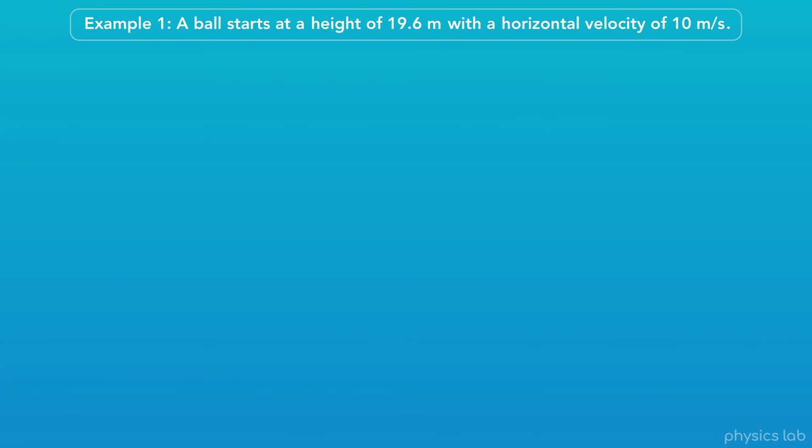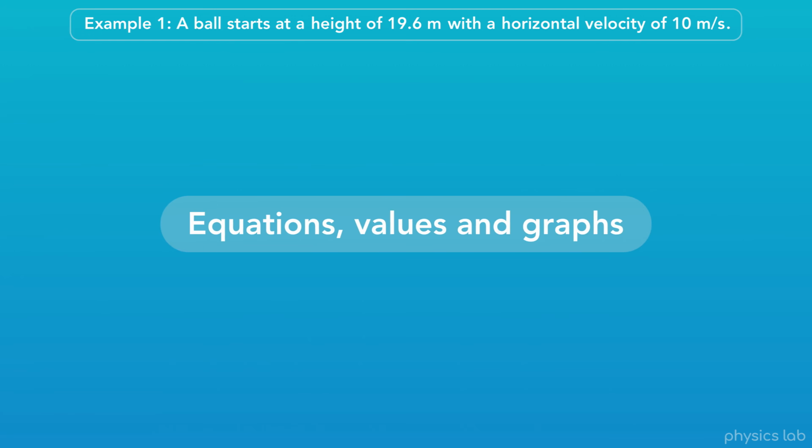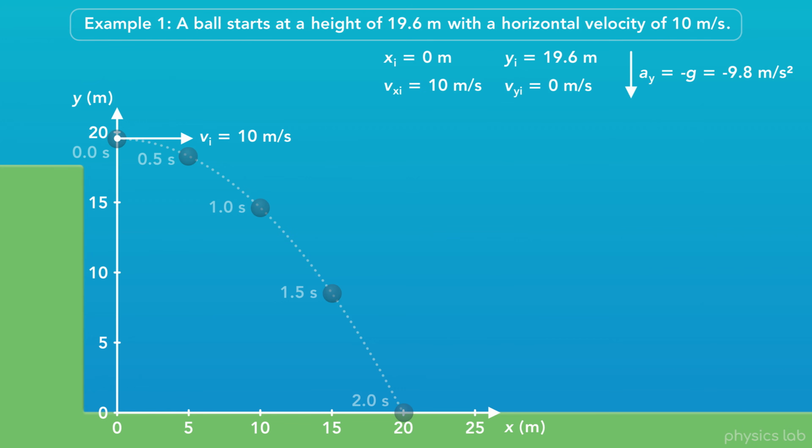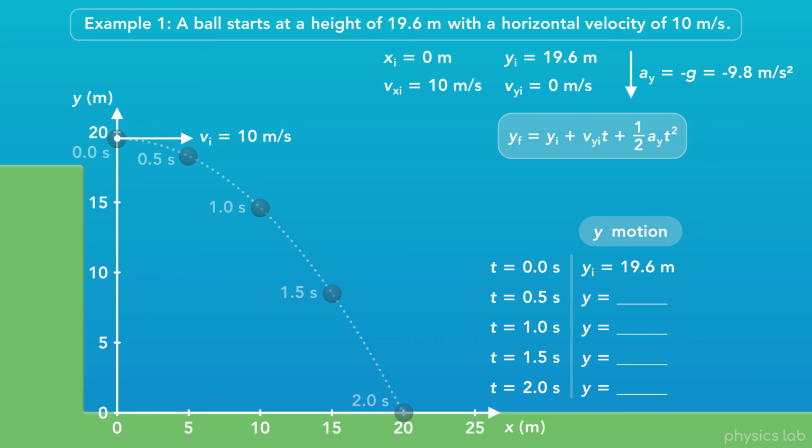So now that we have an idea of how things work, let's use the equations and see what the motion graphs look like for this example. Here's the information we have. First, let's use this equation to find the y position at each time point. Like we mentioned in the last video, the first variable in this equation is written as y final. When we solve for the y position at each time, you can think of each one as the final y position in the equation, but we're just going to write them as y with no subscript.